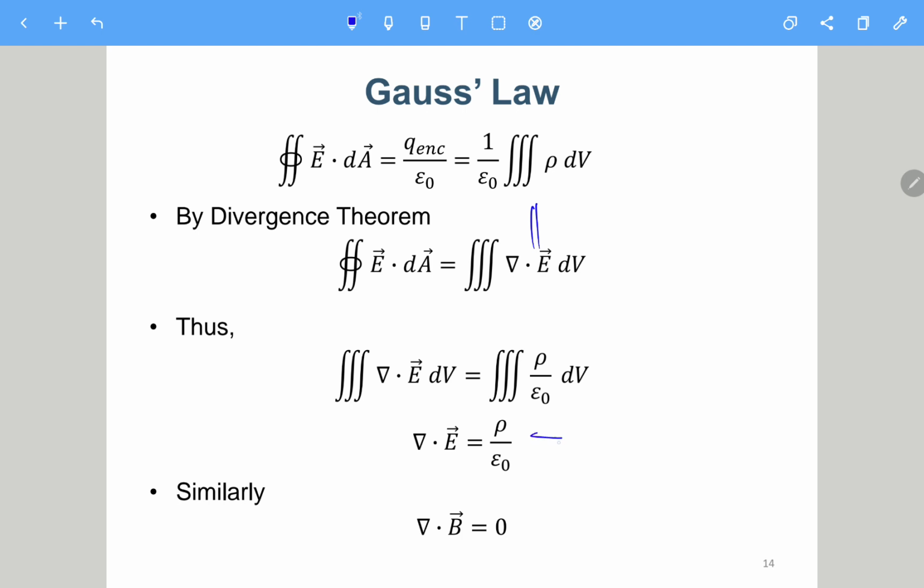So this is the differential form of the Gauss law for the electrical version. And similarly, for the magnetic version, we have 0 on the right side. So in that case, we have the divergence of B equals 0. So these are two of the Maxwell equations in differential form.